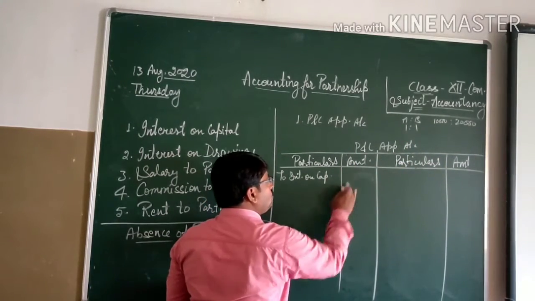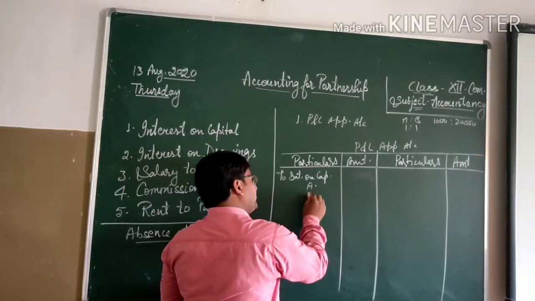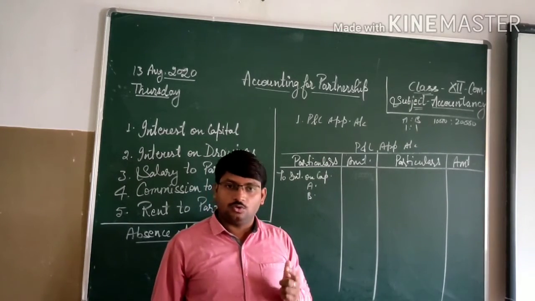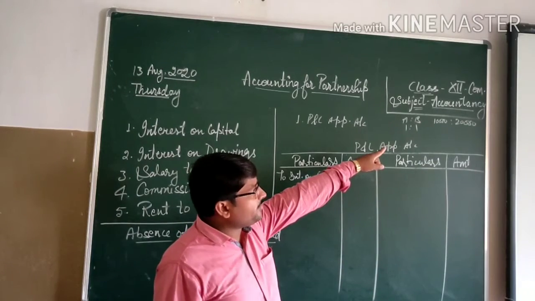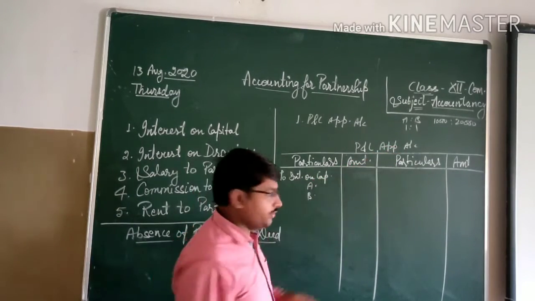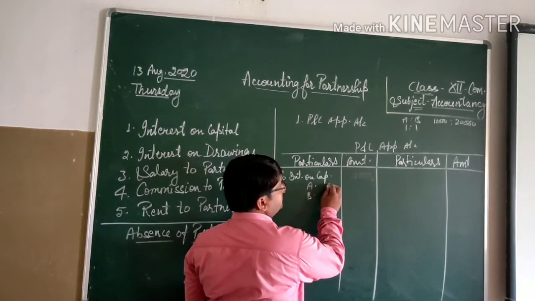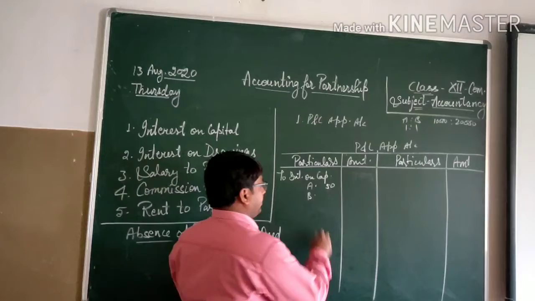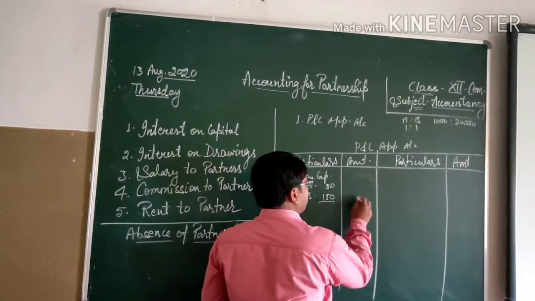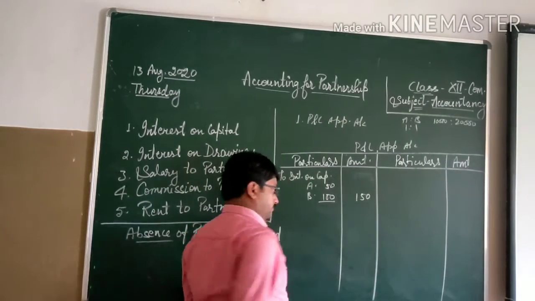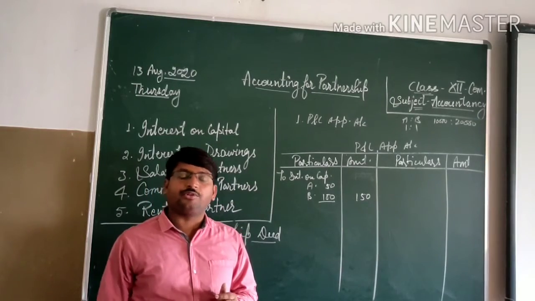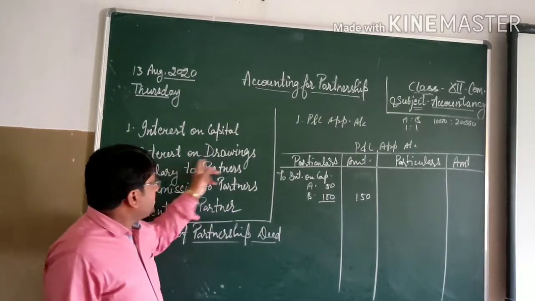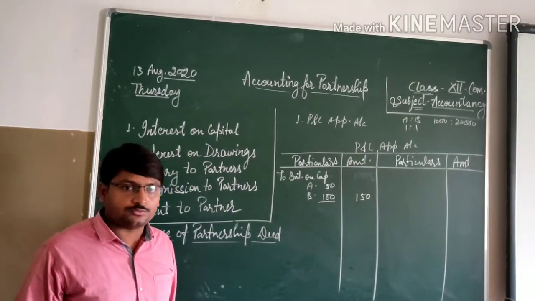So here what we have to do, for A and for B, we have to show different amounts. Okay. Now see, the 5% of 10,000 is what? 500 rupees. Right? 5% of 20,000 is how much? 1000 rupees. We have to show the total amount of rupees 1500 as the interest. Okay? In this way. Now, the interest on drawings is what?